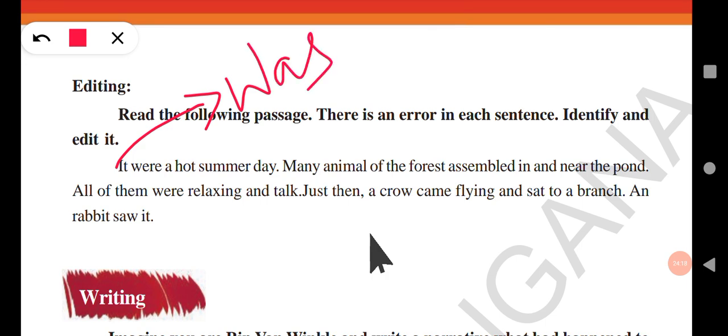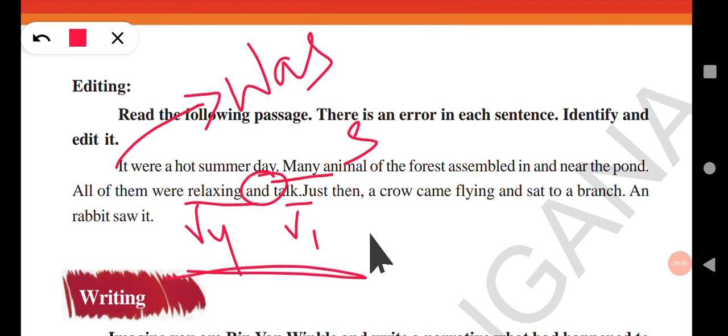Next, many animal. Many is the word which is used with plural. So not animal. You should have animals, plural word. Many animals of the forest assembled in and near the pond. All of them were relaxing and talk. See, relaxing is verb form 4, talk is verb form 1. So when you are combining these verb forms with and, and is the conjunction, both of these verbs must be of the same category. So both of them must be V4. So all of them were relaxing and talking.